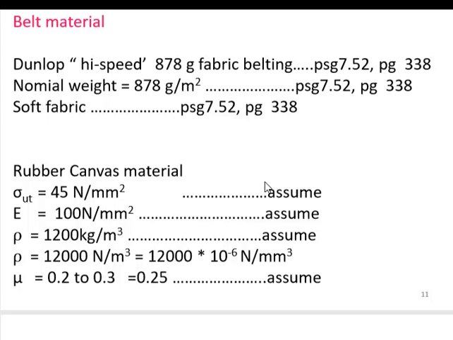The next point is the properties of this particular belt material. These properties are not given in the design data book and can be taken from the manufacturer's catalog. Rubber canvas being the material, the ultimate tensile strength is 45 Newton per mm square. The Young's modulus is 100 Newton per mm square. The coefficient of friction is 0.25 and the density is 1200 kg per meter cube.